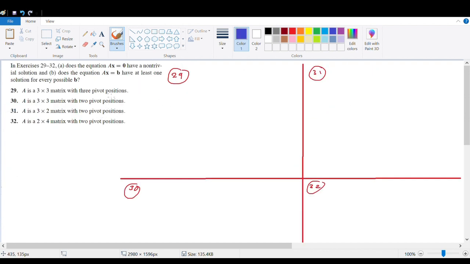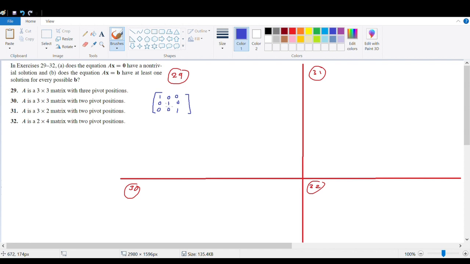So in exercises 29 to 32: a, does the equation Ax = 0 have a non-trivial solution? And b, does the equation Ax = b have at least one solution for every possible b? For example, here we have 29. A is a 3 by 3 matrix with 3 pivot positions. For example, if we take this 3 by 3 matrix, 1, 0, 0, 0, 1, 0, 0, 0, 1, which has a pivot in every position.